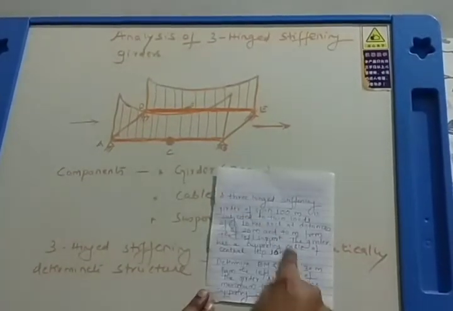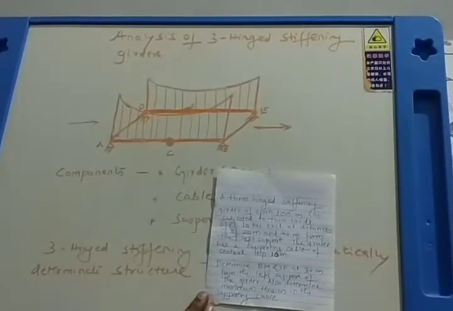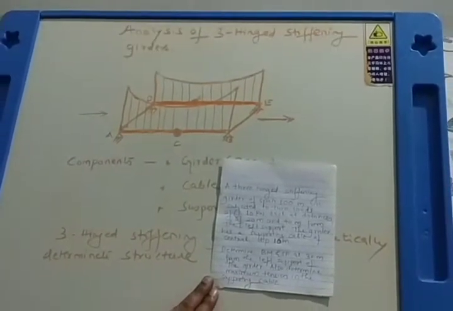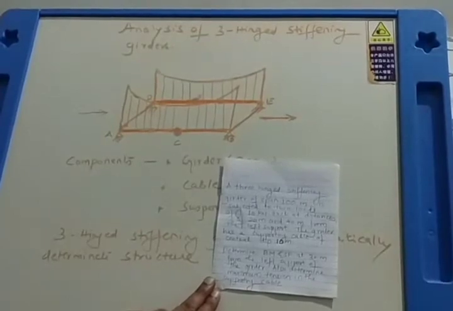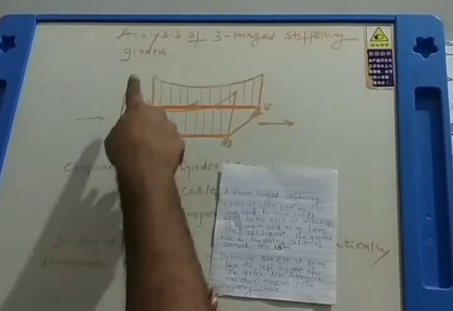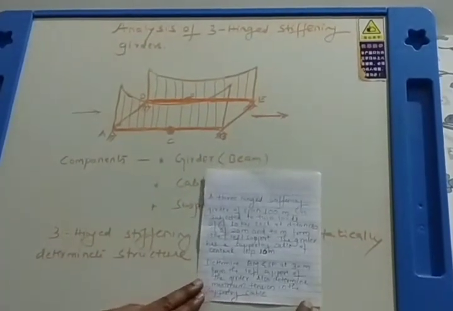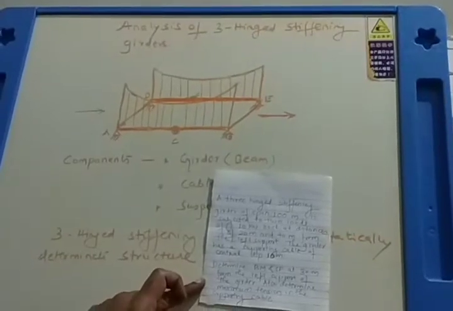So this is the description that is given as far as the three-hinged stiffening girder and the cable is concerned. Then the question that is asked is: determine bending moment and shear force at 30 meter from the left support of the girder. Also determine maximum tension in the supporting cable. So this is the problem. I will just keep it on the screen again for you to note down.